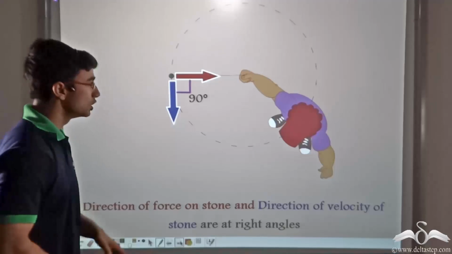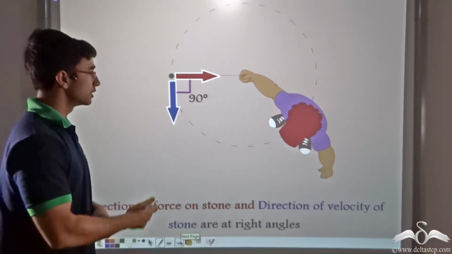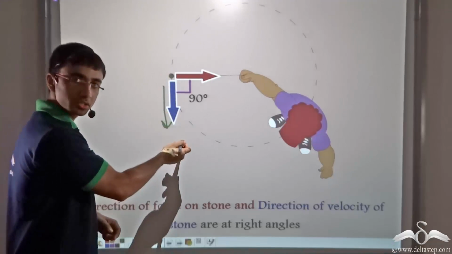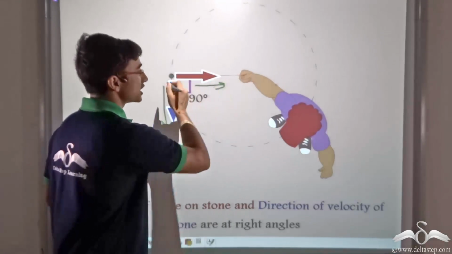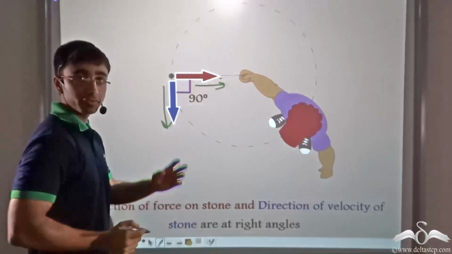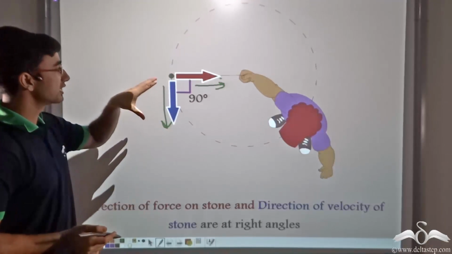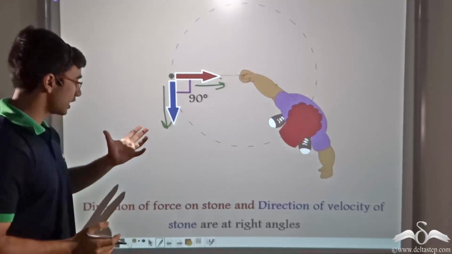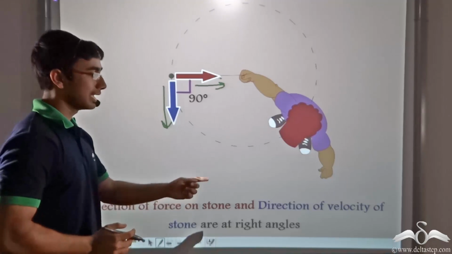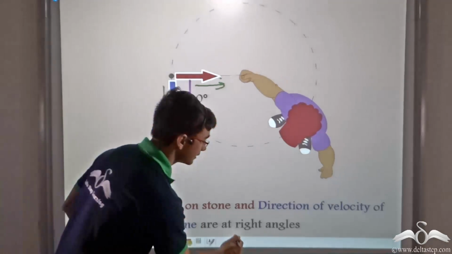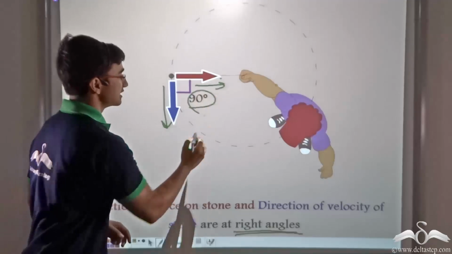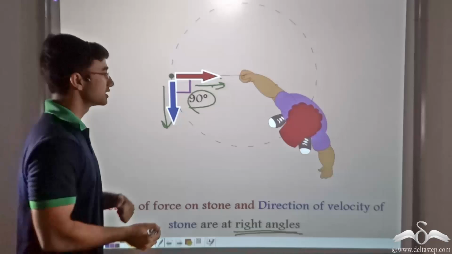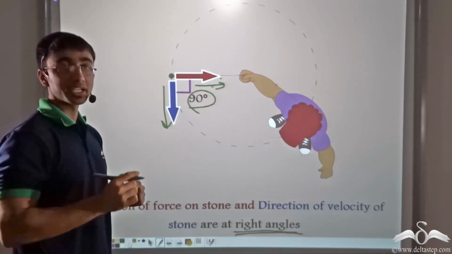So now consider this diagram again. Over here, this is the direction of velocity or the direction of motion of the stone, and this, that is along the rope, is the direction of force acting on the stone. As you can clearly see, these two are directed at right angles to one another, or in other words, direction of force on stone and direction of velocity of stone are at right angles, or in other words, this is 90 degrees. So this particular force that is acting at right angles to the direction of velocity has a particular name to it.